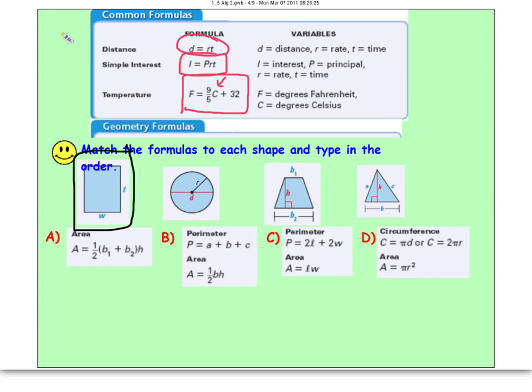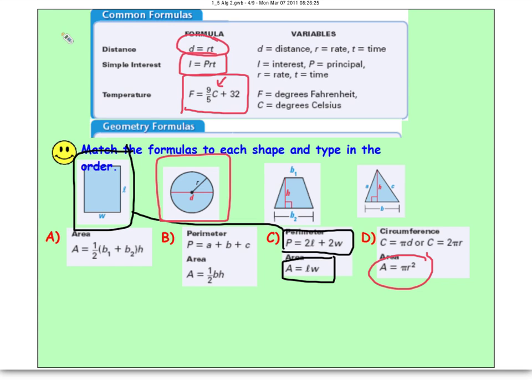To find the area of a rectangle is length times width. Hopefully you notice that's right here. Well, this is also the perimeter of a rectangle. It's 2 of the lengths plus 2 of the widths. So that shape is C. This shape here is a circle. The area of a circle, hopefully you recognize, is pi r squared. The circumference or the perimeter around the circle is either pi times diameter or 2 pi times r. So these two formulas go with the circle.